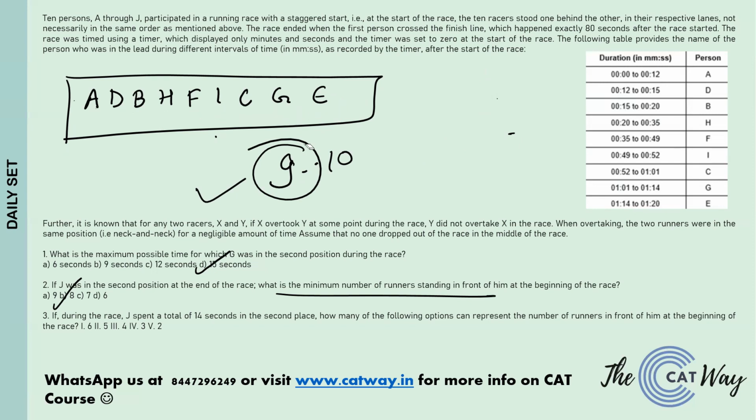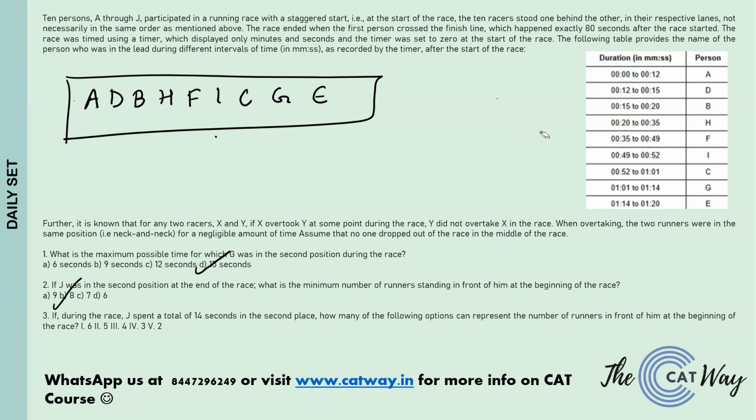The third question is quite a lengthy one, so let's see what it tells us. It says that if during the race J spent a total of 14 seconds in the second place, how many of the following options can represent the number of runners in front of him at the beginning of the race? So we have been given that J was second at some point in the race.